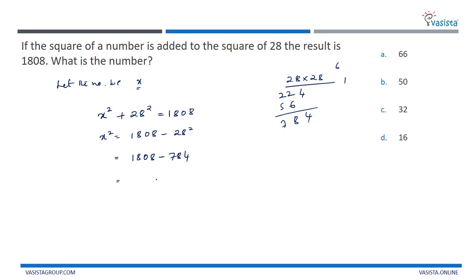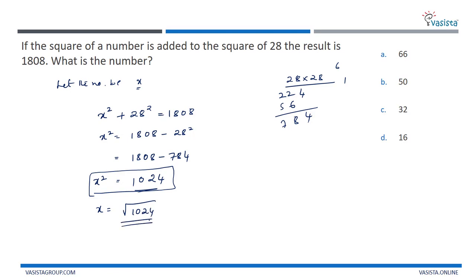So 8 minus 4 is 4. So 10 minus 8 is 2. Right. 17 minus 7 is 10, 1 minus 1 is 0, and 1. So x square is equal to 1024. So x is equal to square root of 1024.